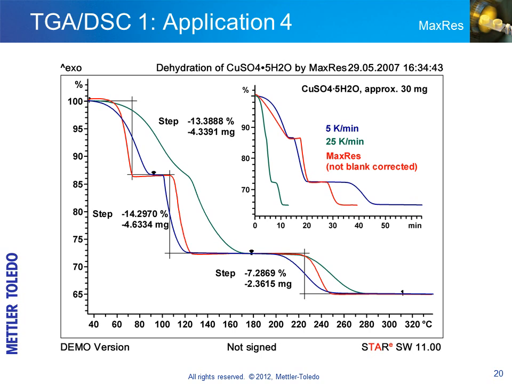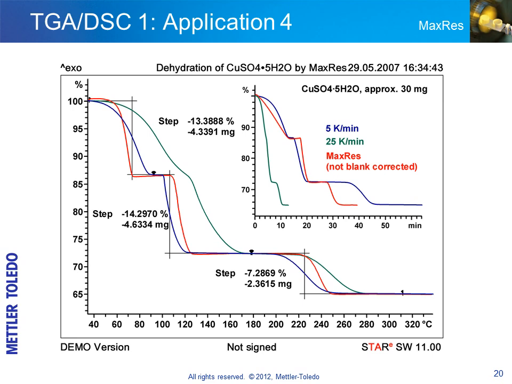This slide shows an example of the use of the MaxRes software option. When MaxRes is activated, the heating rate varies automatically depending on the rate of change of weight. This allows overlapping weight loss steps to be optimally separated in the shortest possible time. The example shows the dehydration of copper sulphate pentahydrate.